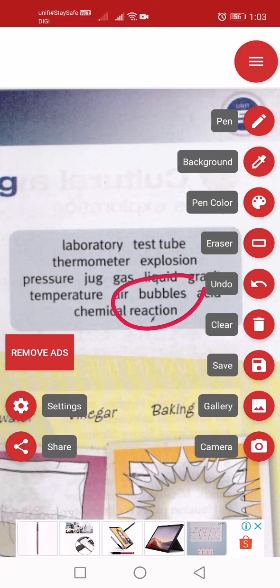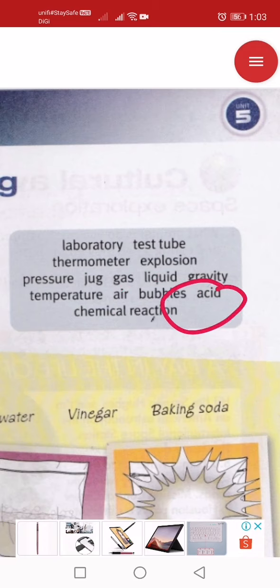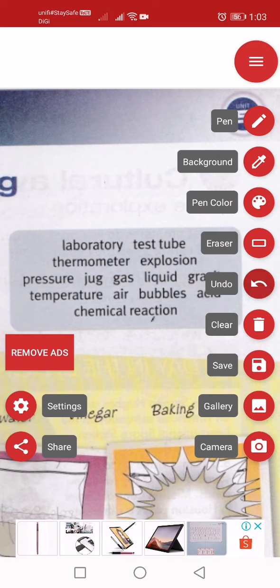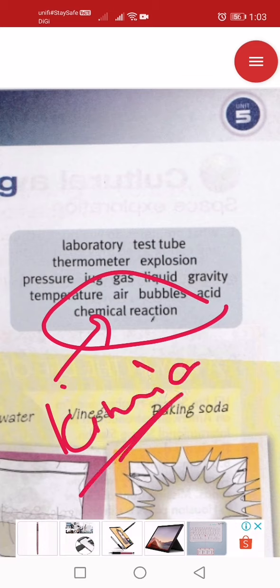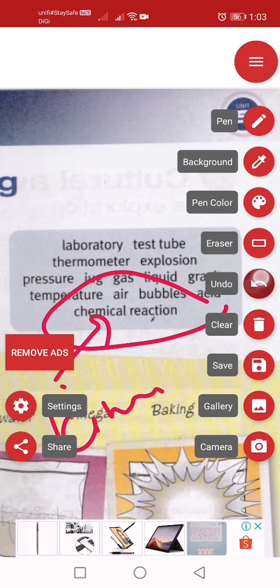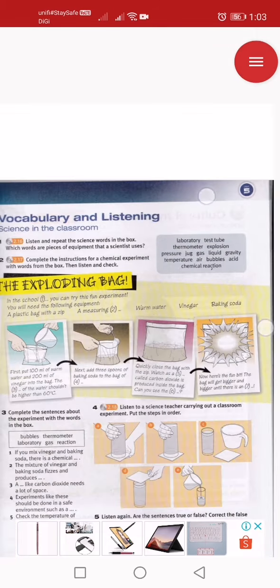Next. Acid. Acid ialah acid. Dalam BM pun acid. Dia ada banyak jenis acid. There are many kinds of acid. Ada yang dapat merosakkan benda ataupun kulit manusia. Ada yang dia tidak seberapa merosakkan, depending on the type of acid. And the last one, chemical reaction. Chemical ialah kimia. Kimia ialah apa-apa yang melibatkan bahan kimia. Reaction ialah reaksi. Reaksi bahan kimia. You will learn this more in your science, yeah.